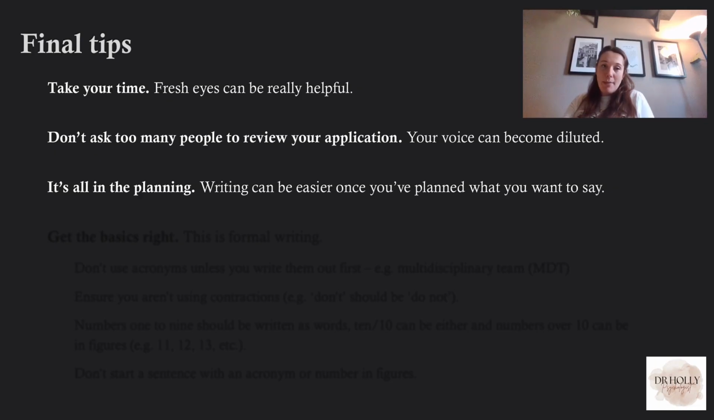Also, this is a big one for me. It's all in the plan. Writing can be easier once you plan what you want to say. I know everyone always used to go on like this when we were writing essays at school. Make sure you plan it. Take time to plan. But it's really helpful, actually.